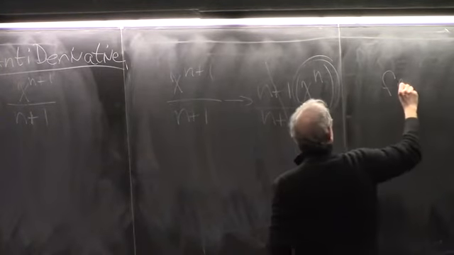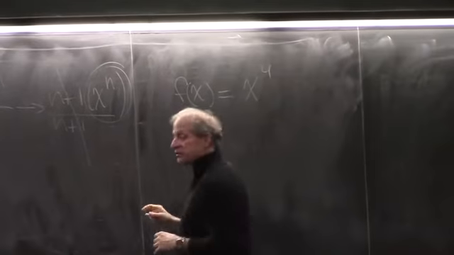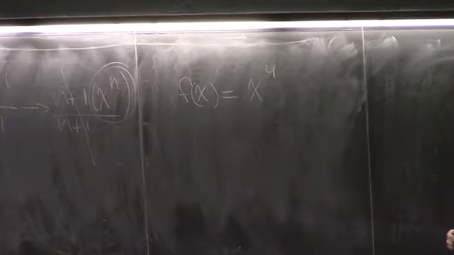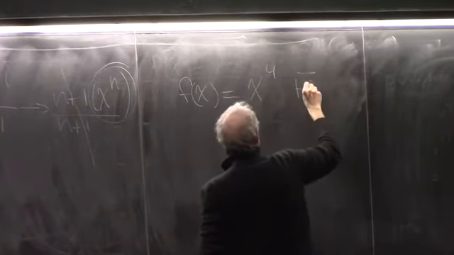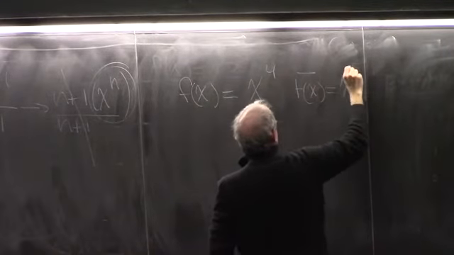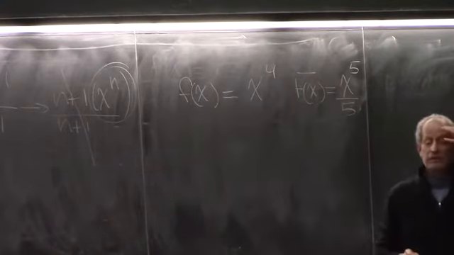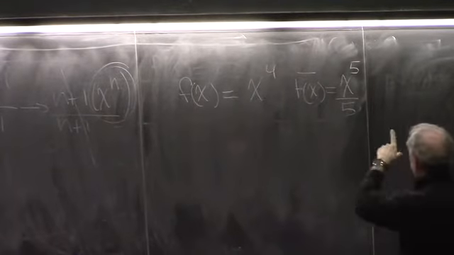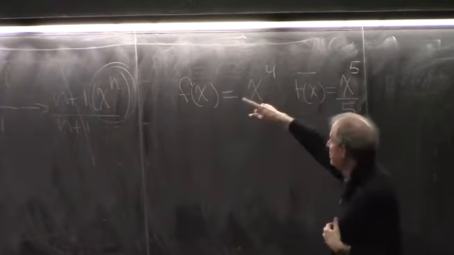So say f(x) is x to the 4th. What's the antiderivative of x to the 4th? Well, raise the power by 1 and divide by the new power. But here's the problem. If you take the derivative of x to the 5th over 5, you get x to the 4th.